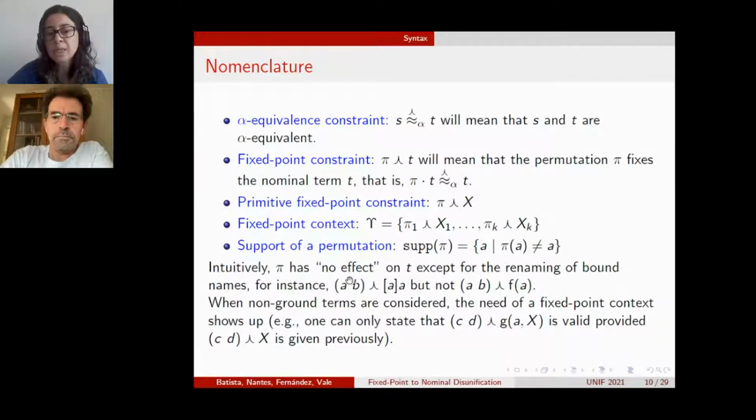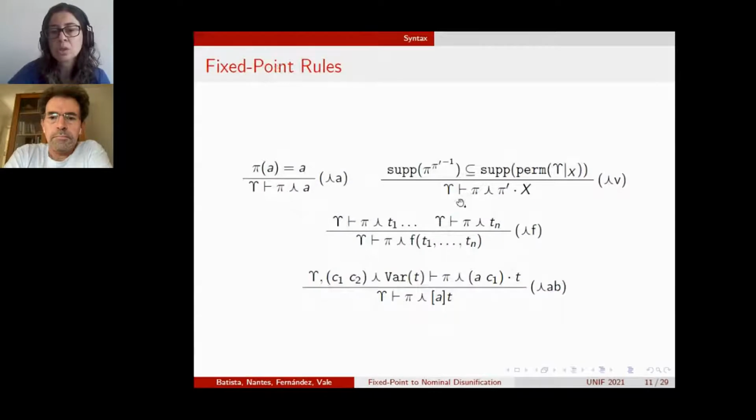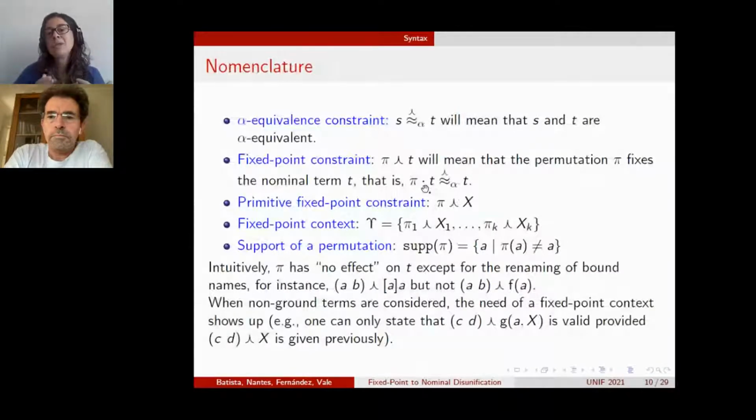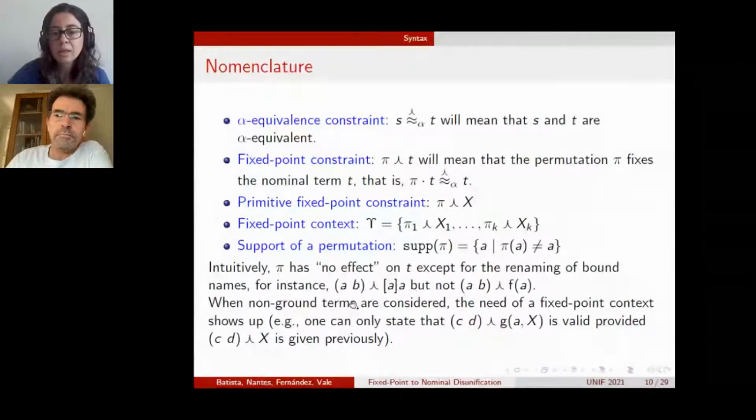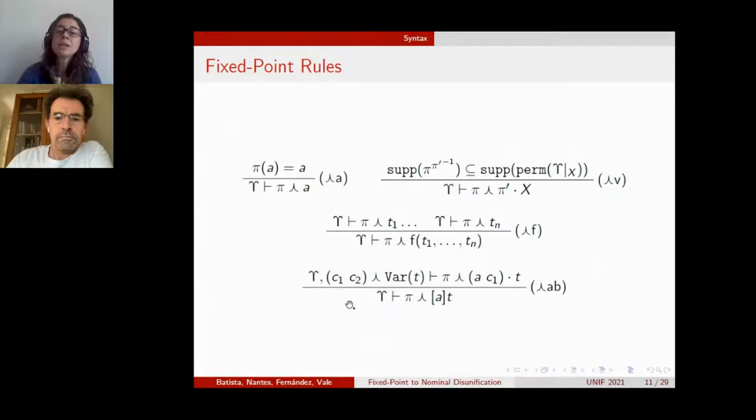Okay, so if you write (A B) fixes this abstraction of A in A, if you unfold the definition, you are going to have (A B) acting on abstraction AA is equal to abstraction AA. I'm just unfolding the definition here. And then abstraction AA is alpha equivalent to abstraction BB. Okay, so it has no effect on bound names. Okay, so this is the fixed point rule.